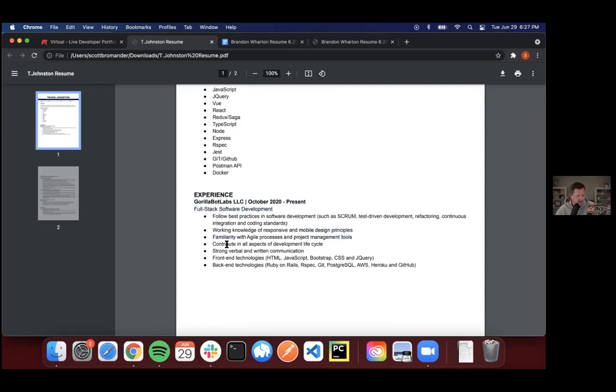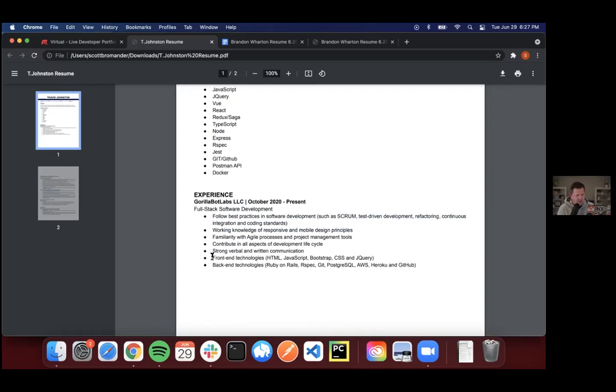Contribute to all aspects of the development lifecycle, good. Strong written and verbal, good. Front end and back end, cool. So, interesting thing you did here. In the second bullet point, you listed knowledge of responsive and mobile web design. It's the only technical thing you really gave me outside of these last two lines here.